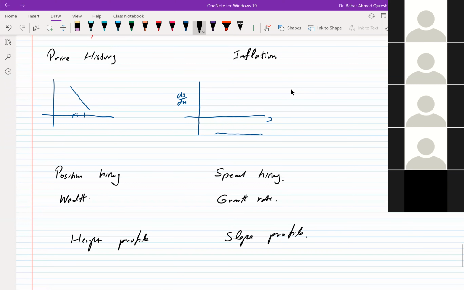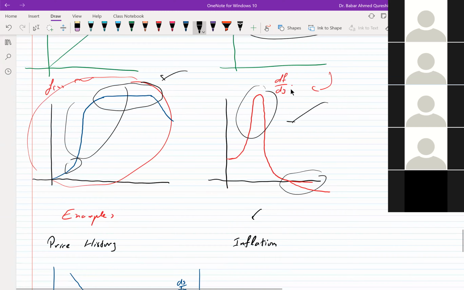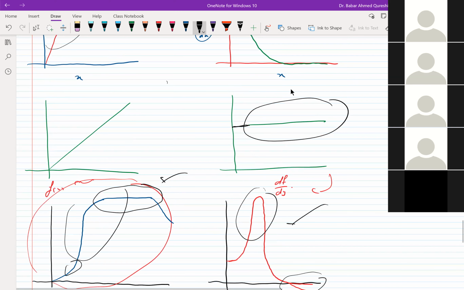Sir, can we use this as graph examples of displacement and velocity? Yeah, exactly. This could be displacement, and then this would be velocity. So let me move on.